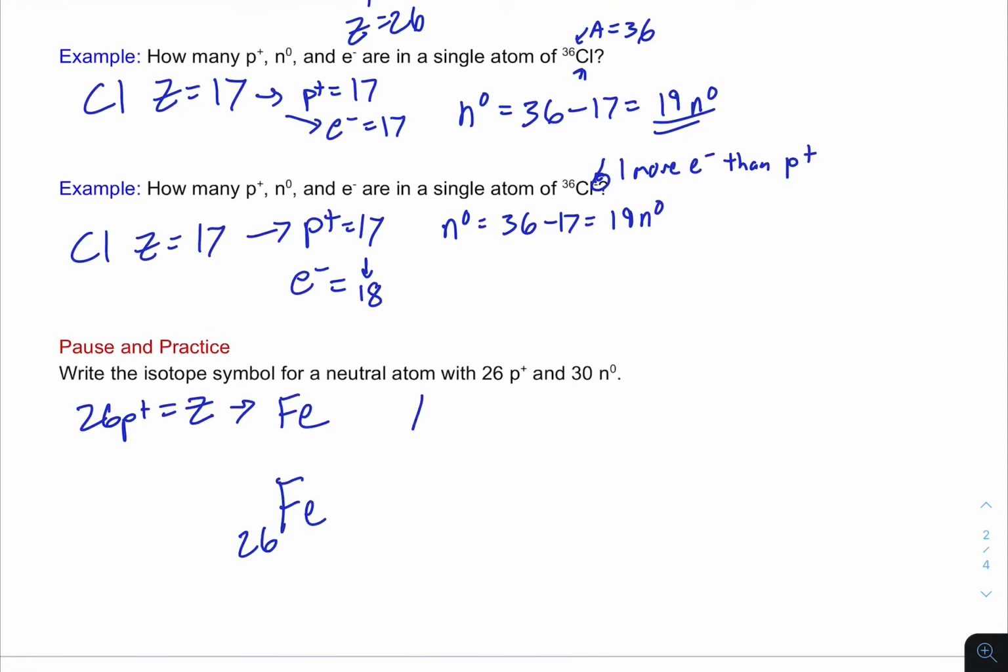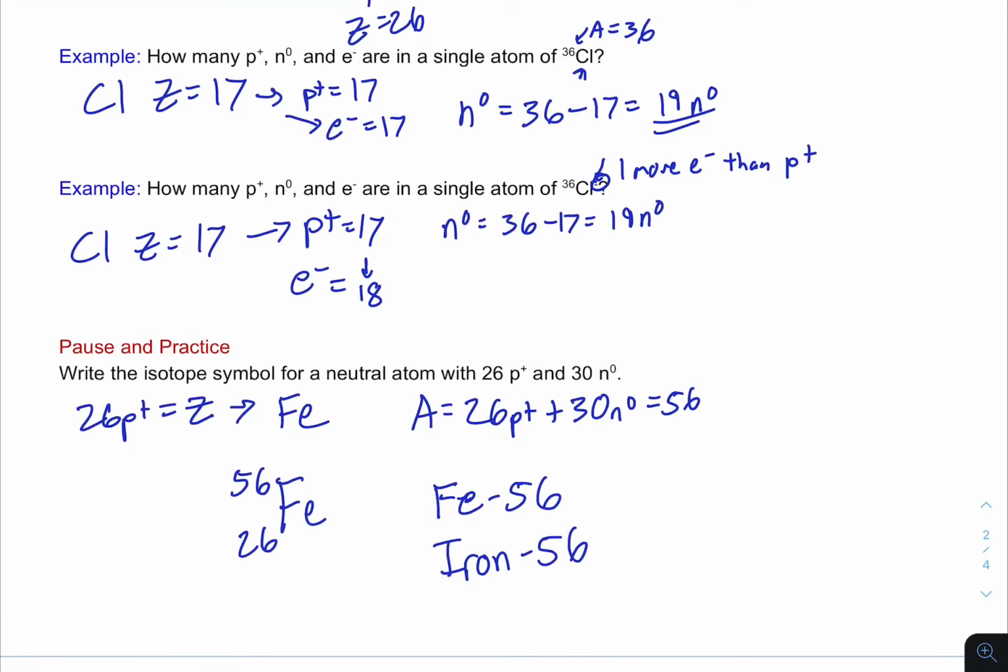To find our atomic mass number, we're going to take the number of protons, which was 26, and to that we're going to add 30 neutrons, right? That's our total mass, and that would give us 56. So this would be isotope 56 of iron. We could also write it this way if we want to show the mass, or we could write it out all the way and say it's iron 56.